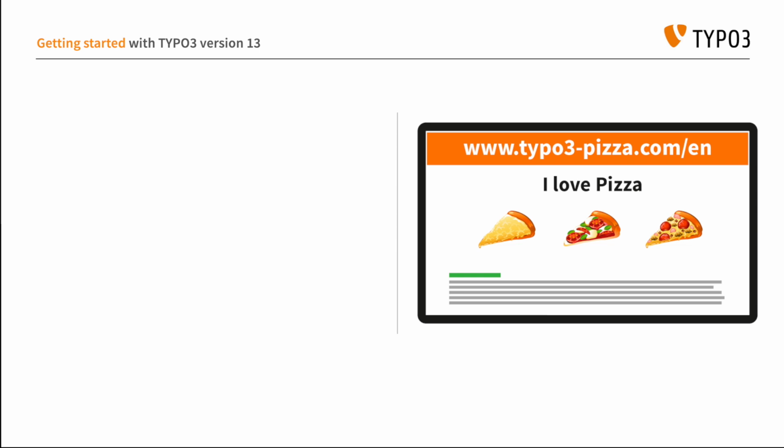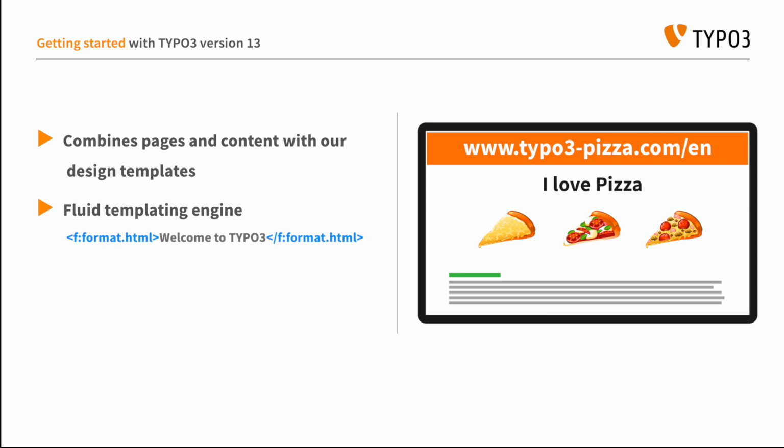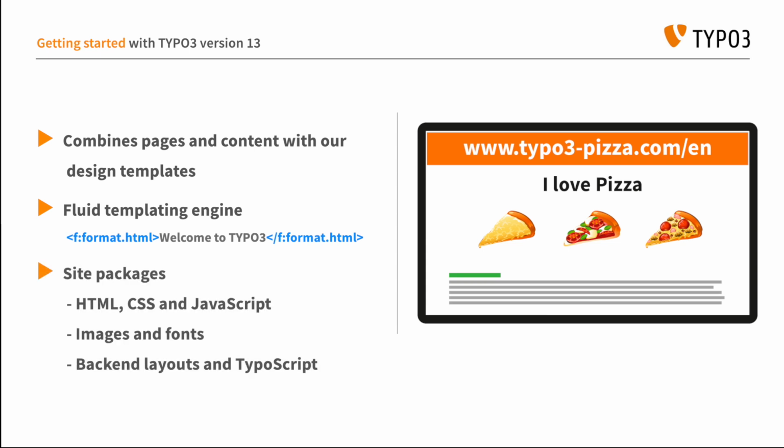The front end combines the content we create in the backend with our installation's HTML templates to generate web pages. To achieve this, TYPO3 uses the Fluid Templating Engine, which acts as the glue between our user-generated content and our design templates. To manage and store our design templates, we use something called site packages. Think of a site package as a standalone container that we can use to store our HTML templates, our CSS and JavaScript files, as well as other assets such as fonts and images.